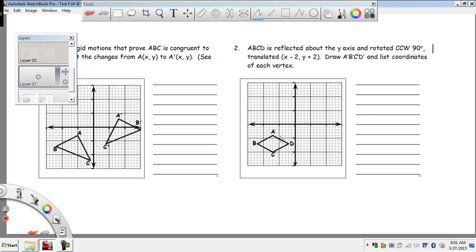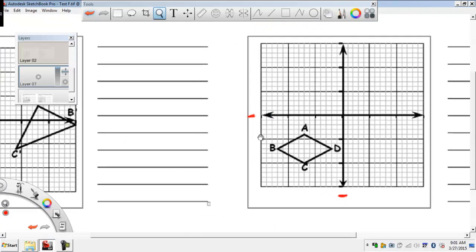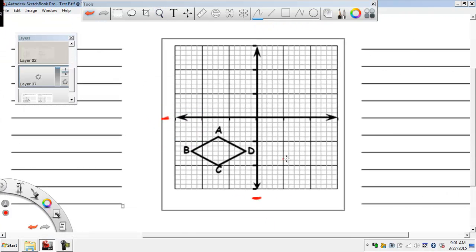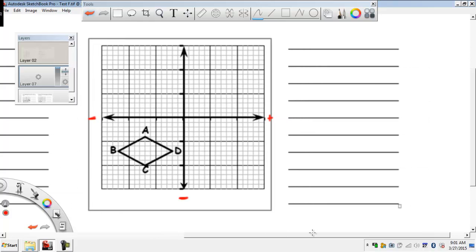We're starting in quadrant number 3, which has a negative negative. It's negative on the x and negative on the y. In quadrant number 3, which when we reflect it across the y-axis will be negative on the y and positive on the x. We'll start with point A.